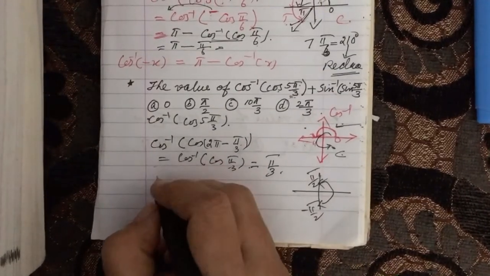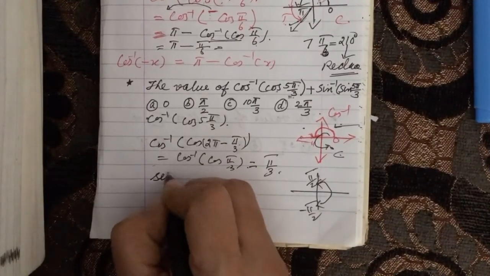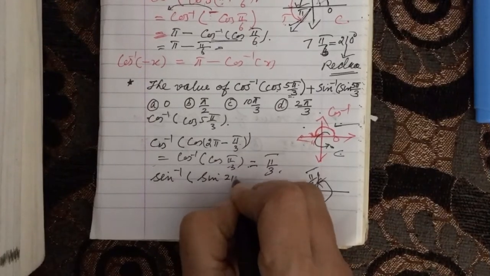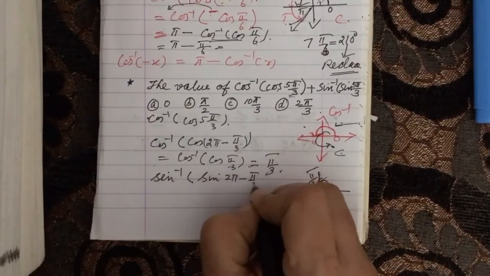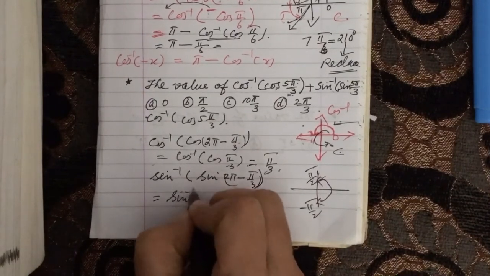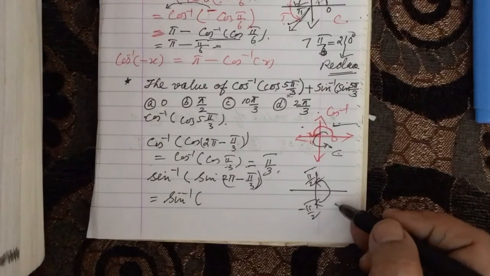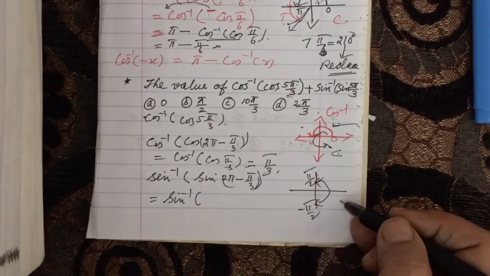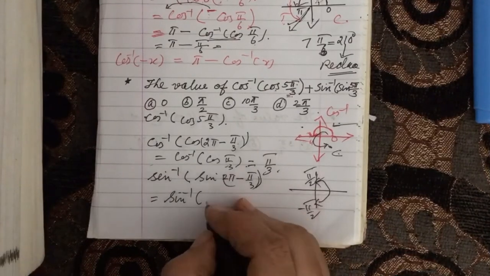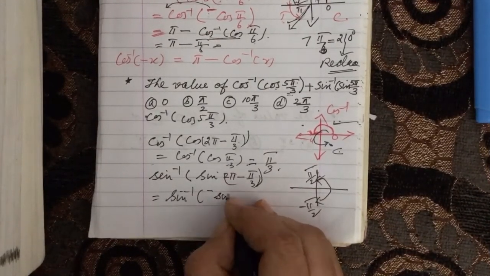Now what about sin inverse sin 5 pi by 3? Can the same thing be applied or not? Sin inverse sin 5 pi by 3, definitely you can write it as 2 pi minus pi by 3. But now you have to see the trigonometric rules. Sin of 2 pi minus, in this quadrant only cos and its reciprocal function are positive. Sin is negative. So 2 pi anyway will get reduced and sin will remain sin, but one minus will come: minus sin pi by 3.